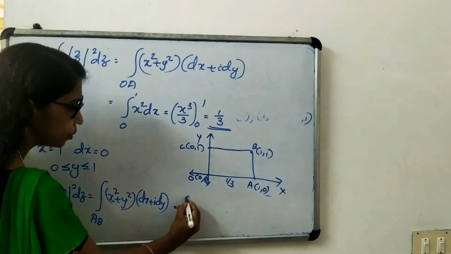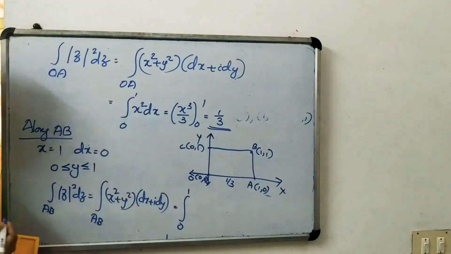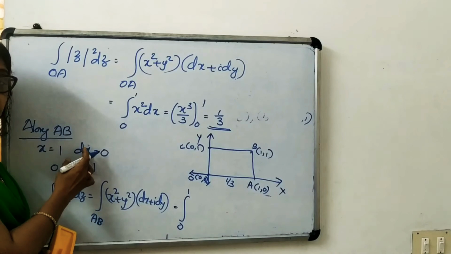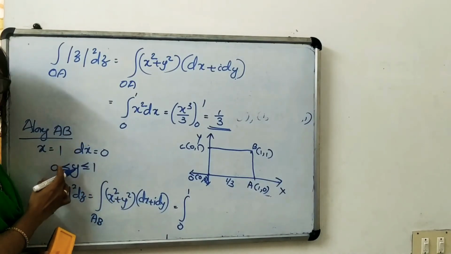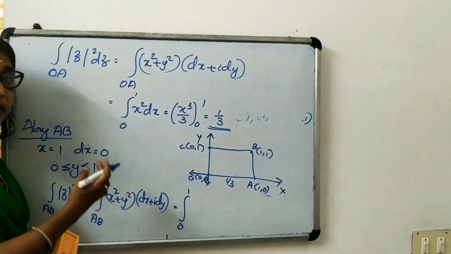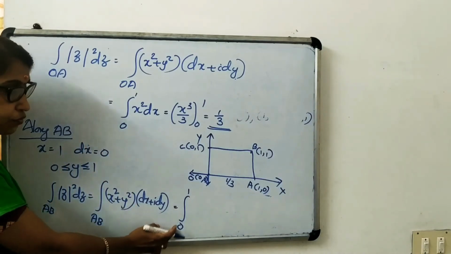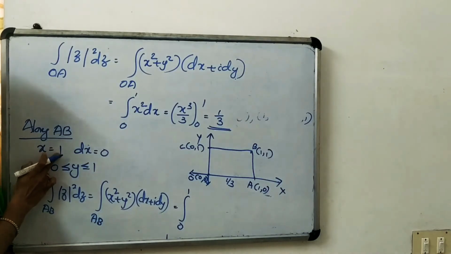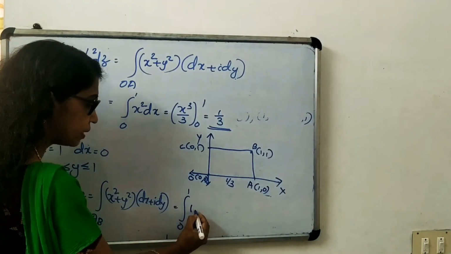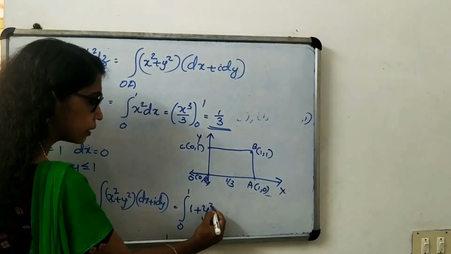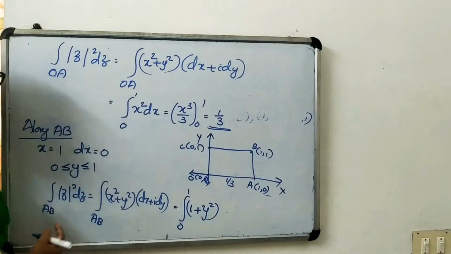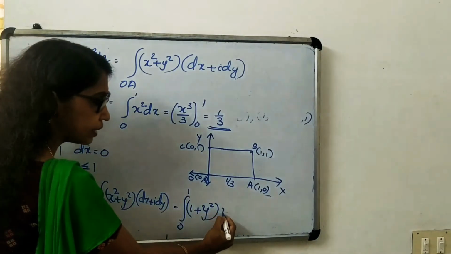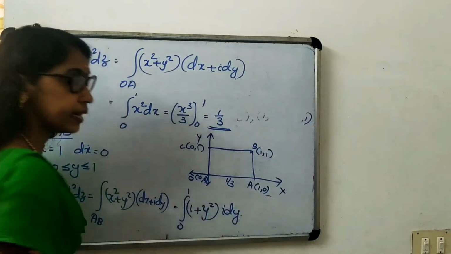Now this is equal to integral 0 to 1. We are integrating with respect to y here. Okay, here x equal to 1 and dx equal to 0. The variation is for y, so we are integrating along the y direction. So the limits of y are 0 to 1 and this x becomes 1. We have to put 1 here. Okay, 1 plus y square into dx plus i dy. We have dx equal to 0, so this becomes 0 and we get only i dy.